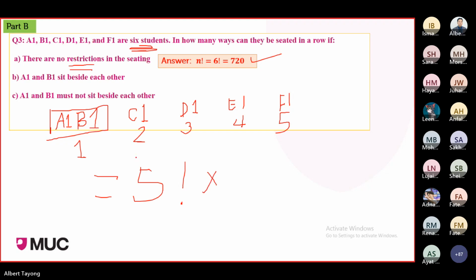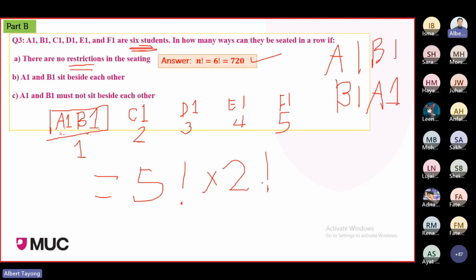times, how many ways can these two sit beside each other? There are 2 ways, because it can be A1, B1, or B1, A1. So that's why we have to multiply again by how many ways these two can be seated. So we have 5 factorial, the total groupings, times how many ways these two can be sitting beside each other. So we have 2 factorial ways, right? So the answer is 240.